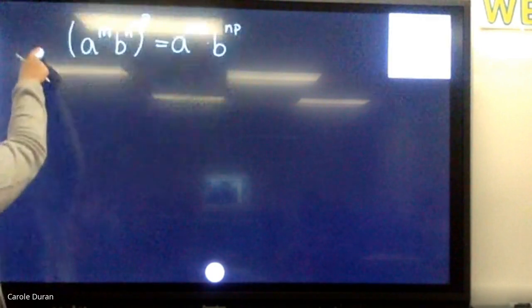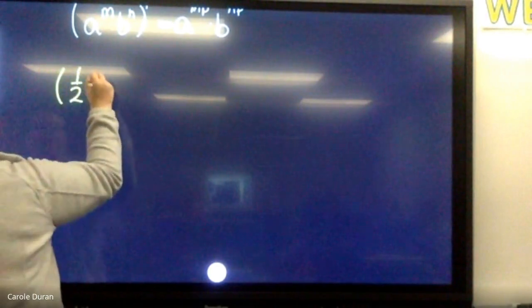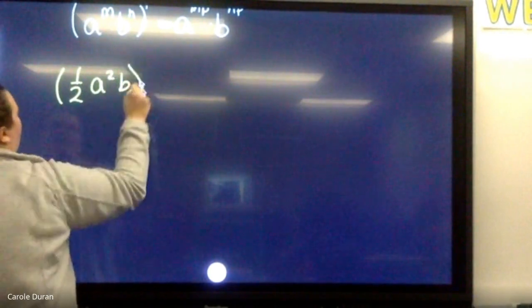So as always, we're going to do some examples of that. Those were practice. These are actually applying these rules. We won't do all of them because we don't need all of them, but it's still helpful. The first one I would like to do is 1/2 a squared b, all to the 3rd power.